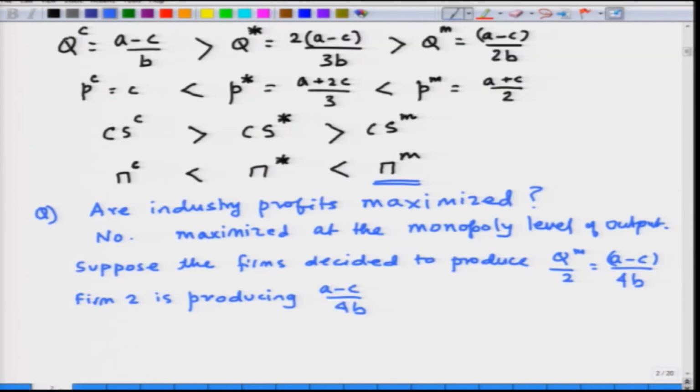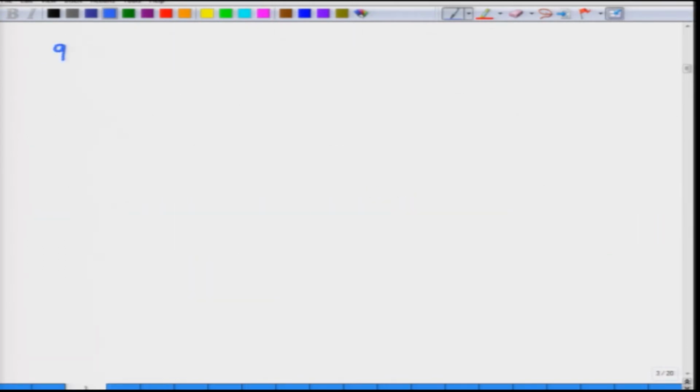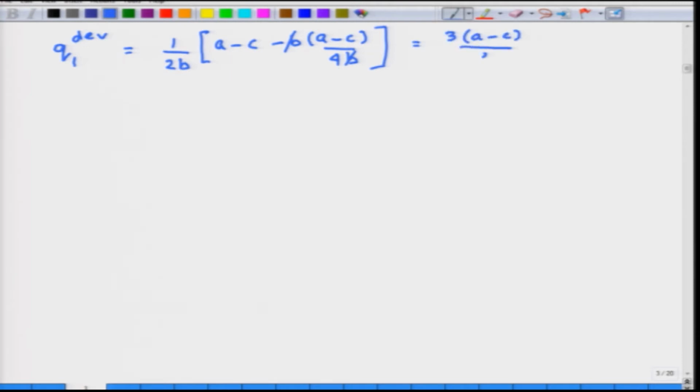So, firm 1's deviation level of output is going to be (1/2B)(A - C - B·Q2), but Q2 is essentially (A - C)/4B. So, essentially the B gets cancelled, and this is equal to 3(A - C)/8B.